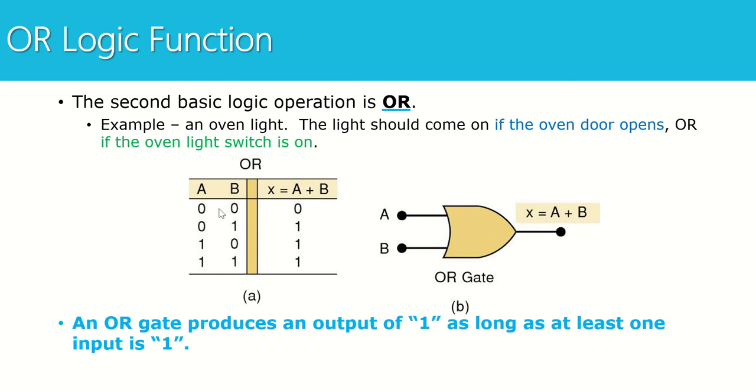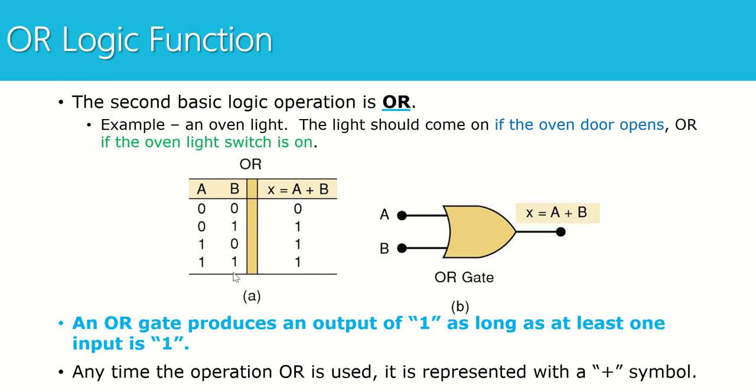So we can see here that as long as at least one of these things happens, as long as A is high or B is high or both of them are high, the output is going to be high. And we say that an OR gate produces an output of 1 as long as at least one input is high. So with an OR gate, we're going to get that high output as long as at least one of the inputs is high, or both.